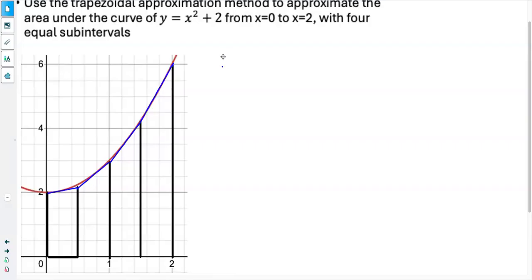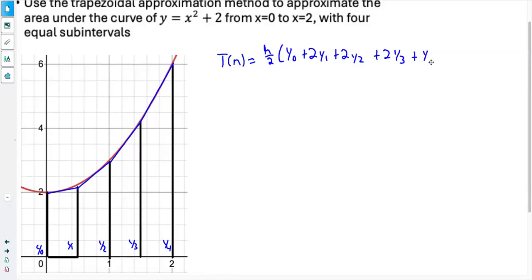Now we'll use that equation from a previous page. So we've got Tn is equal to h over 2 times y naught plus 2 times y1 plus 2 times y2. Now, before we get too carried away, we can just label these on here. So this is y naught, this is y1, this is y2, y3, and y4. So we've got plus 2 times y3, and then our last y is y4, so that's just going to be plus y4.